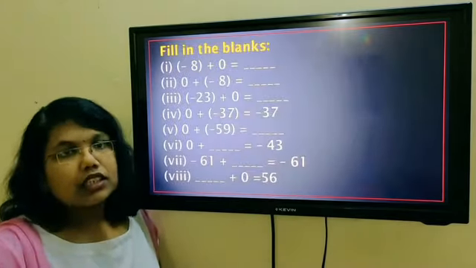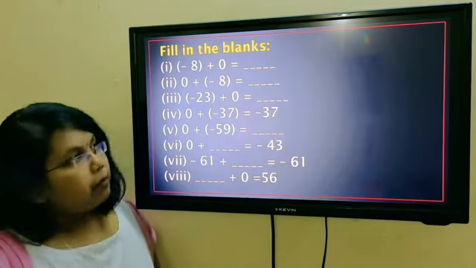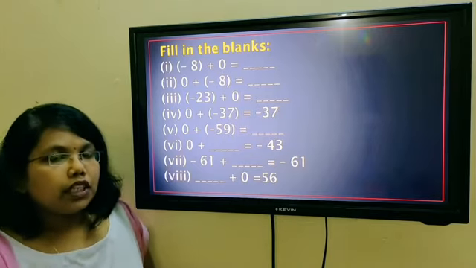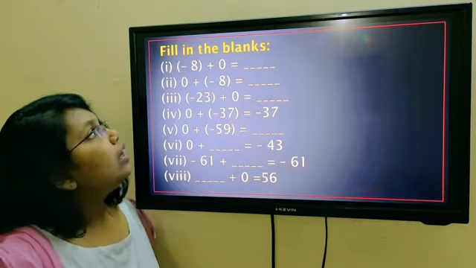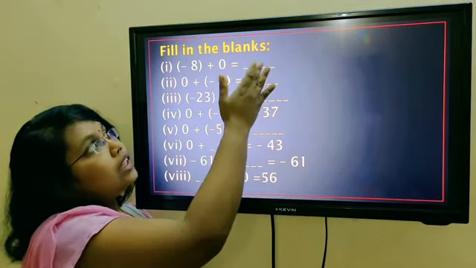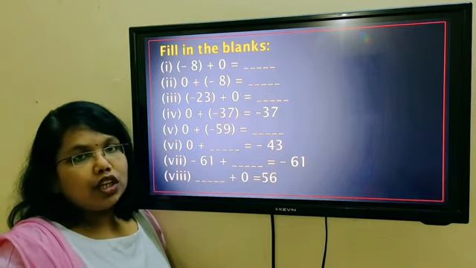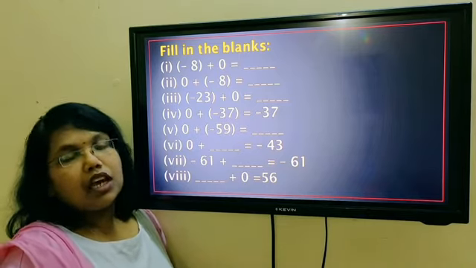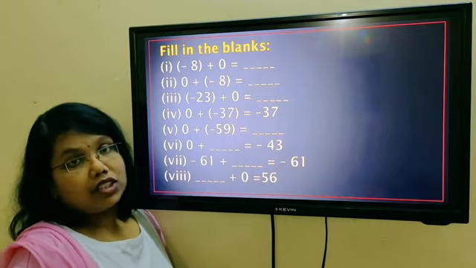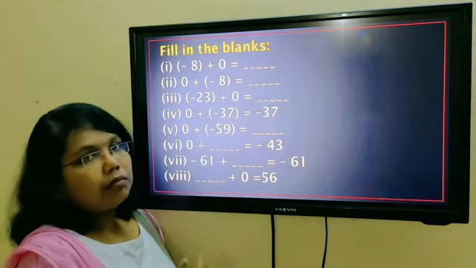Now here is work that you are going to do in your classwork. Fill in the blanks and write the answers. Alright, we can try it here. Minus 8 plus 0. What happens when you add 0 to minus 8? Your answer will be minus 8 because 0 is the additive identity. There is no change in the value of the number that is being added to 0. That is why the identity of that number is retained. 0 plus minus 8, again minus 8.